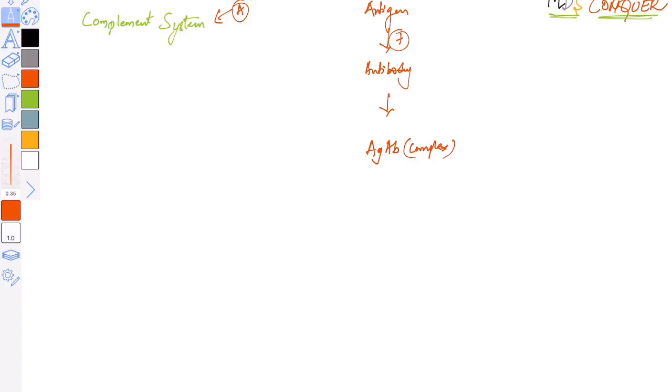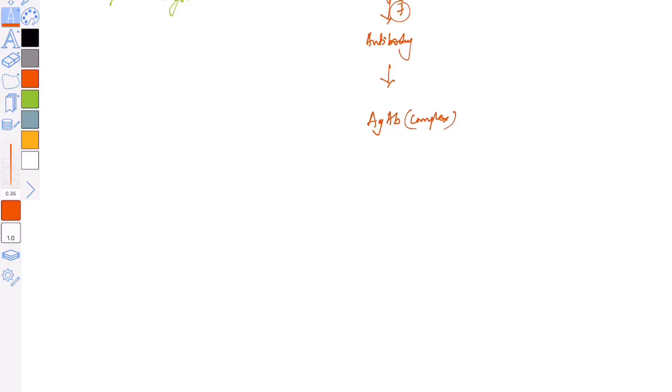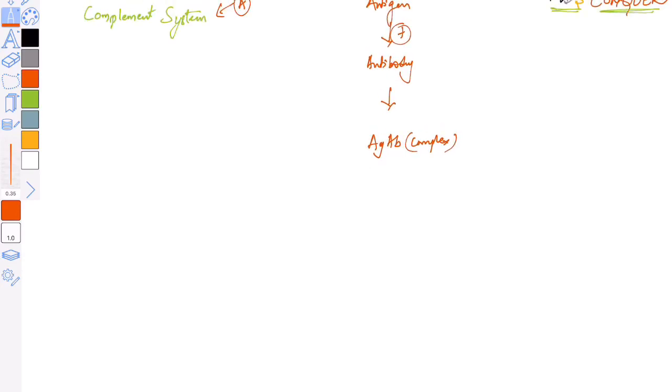Everyone has a complement system. So when is it going to be active? Whenever an antigen enters into the body, this system is going to get activated. Okay, so what happens in this is very simple.